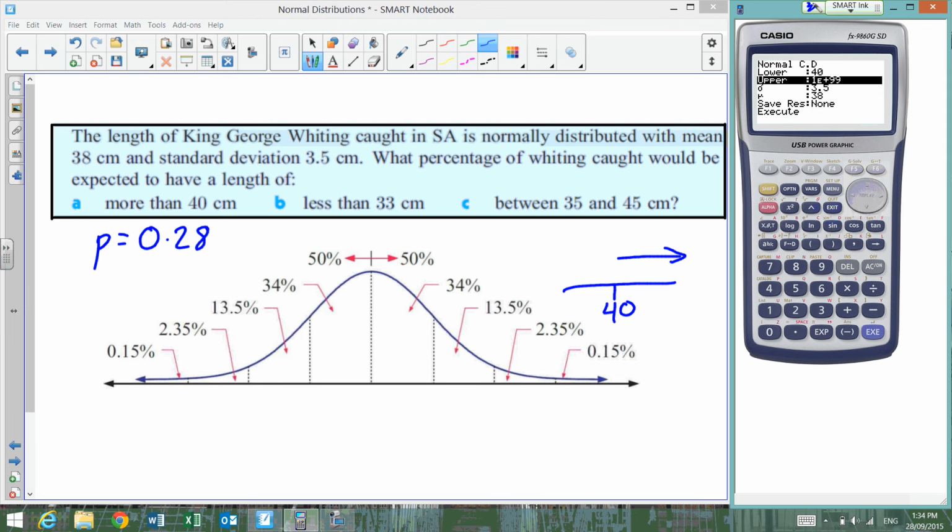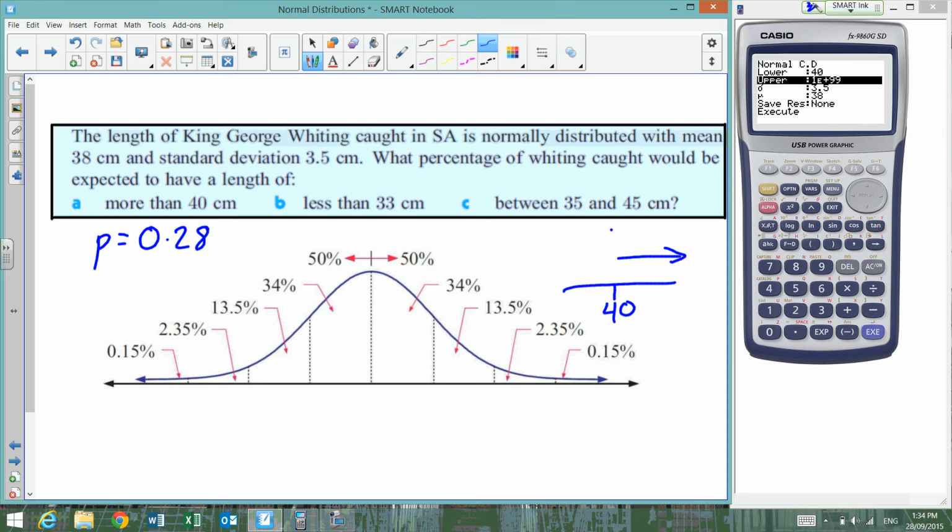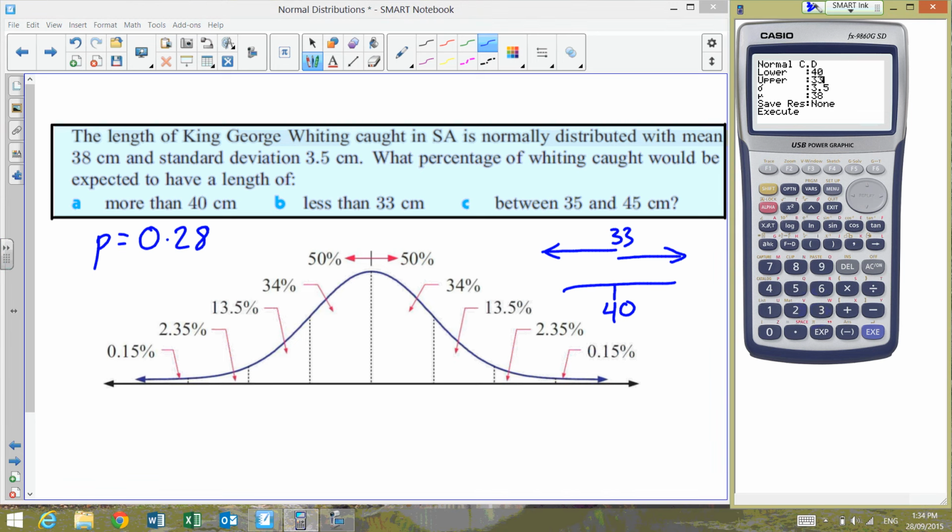Conversely, if I do less than 33 centimeters, it's going to be that way. So my upper limit is going to be 33, and my lower limit, well, it's got to be the smallest number possible. It can't be 0 because that wouldn't be a fish. So I have to use the negative button, negative E99. So that means the smallest number possible, closest to 0, but it's not 0. Again, I scroll down and calculate. My p-value is 0.08. So about an 8% chance of catching a fish less than 33 centimeters.